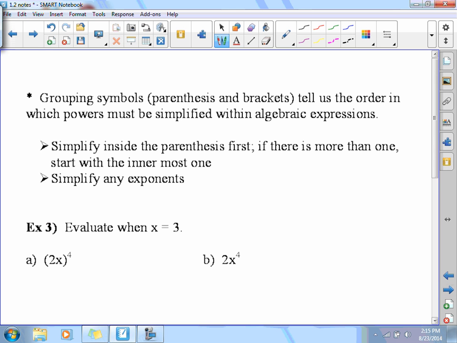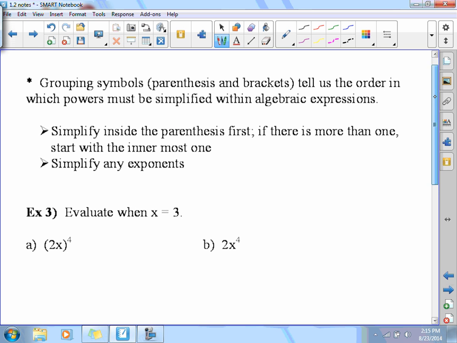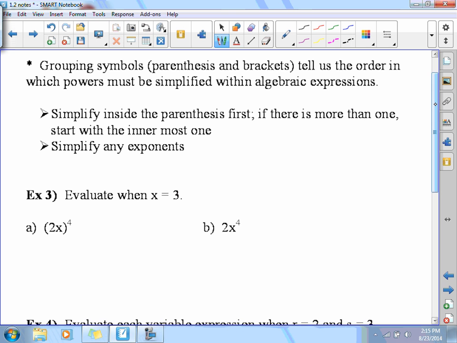Now you're also going to see grouping symbols. And grouping symbols is just a fancy way to say parentheses or brackets. Sometimes you have the square brackets or you have the curvy, curly ones. But they tell you the order that a power has to be simplified. So when you're dealing with exponents and parentheses, you want to simplify what's inside the parentheses first. And if you have more than one set of parentheses, you start with the innermost ones. You start with the ones that are on the inside of the other parentheses. And you want to make sure you simplify any exponents as you go.